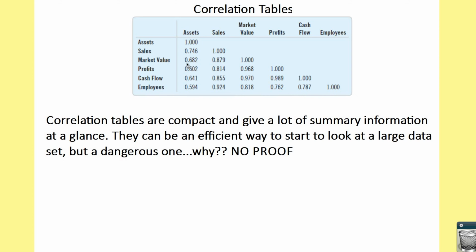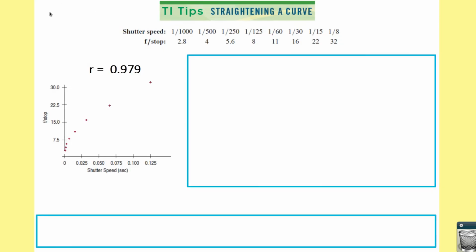Okay, so what if there's an outlier? Okay, I don't know. We can't just look at the R value alone. Okay, so some ideas for straightening a curve.